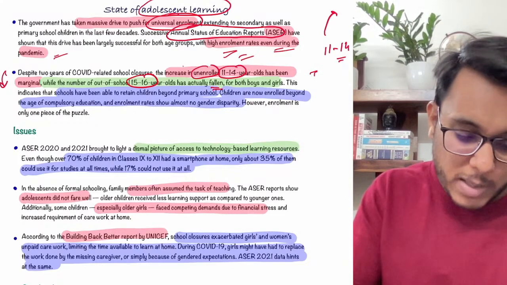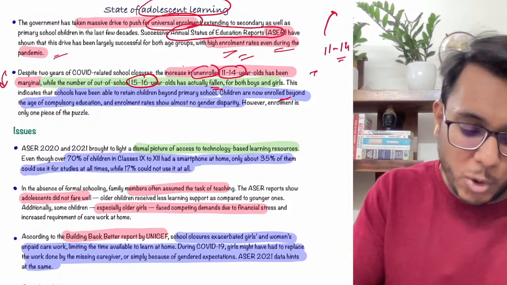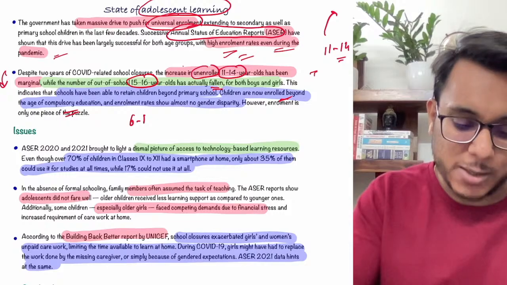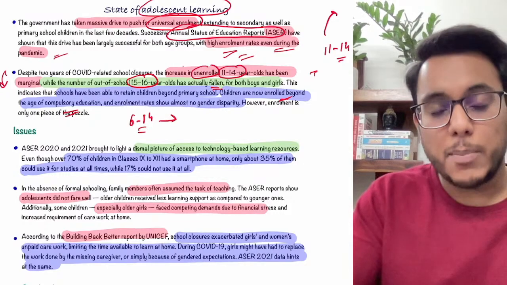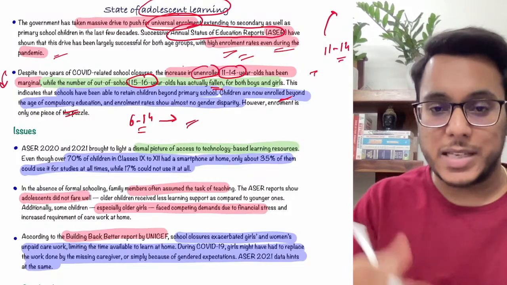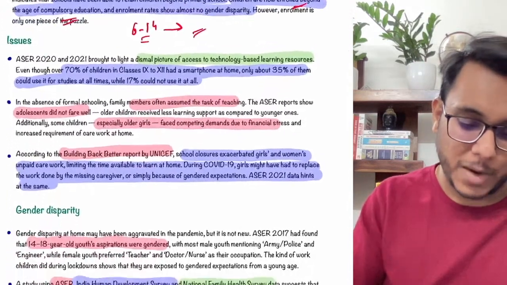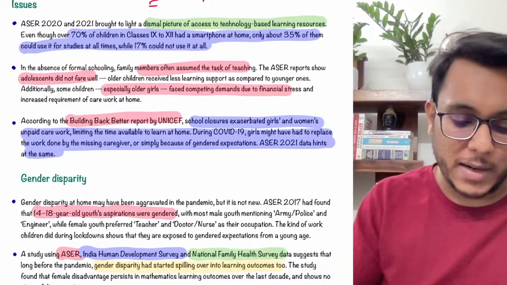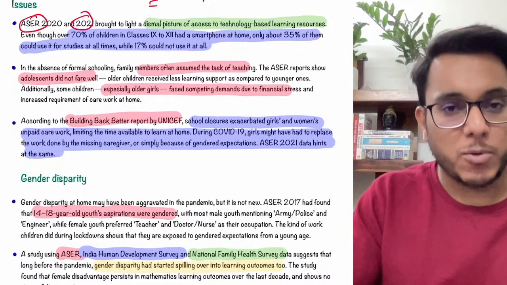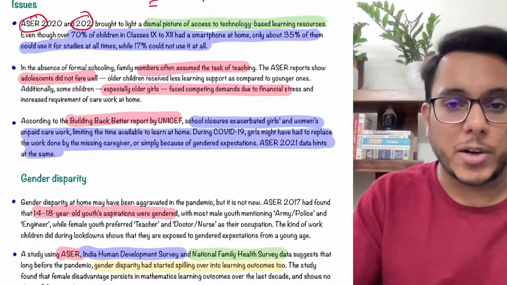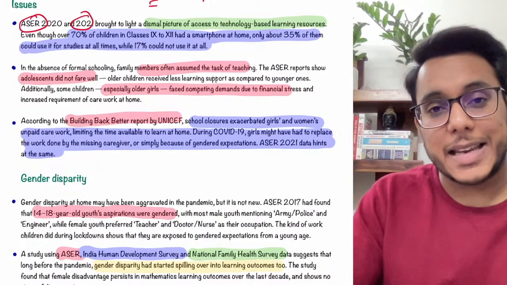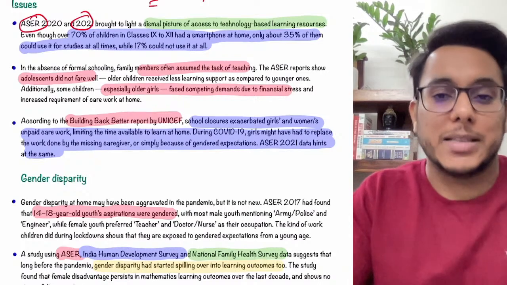After that, it has also been provided that children are now enrolled beyond the age of compulsory education. The age of compulsory education is 6 to 14 years, so beyond 14 years also, we have seen that their numbers are increasing. Next, ASER 2020-2021, the Annual Status of Education Report, however, provided that there are certain areas where we need to be a little more concerned.